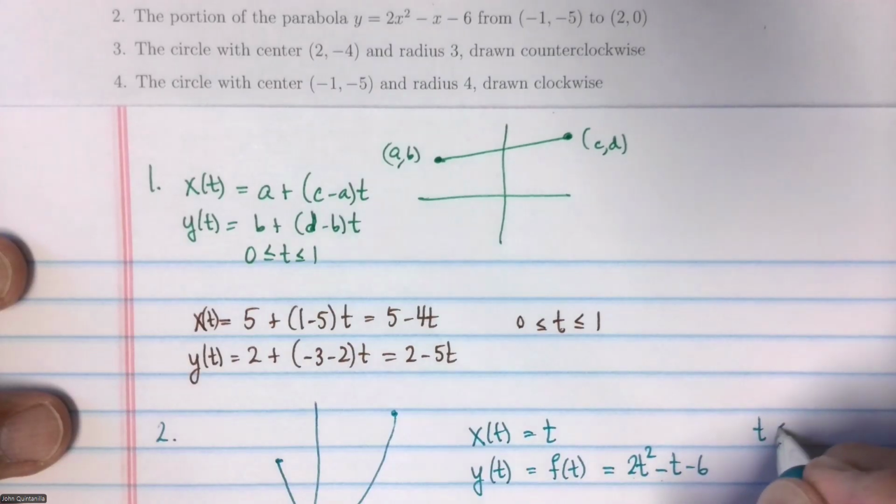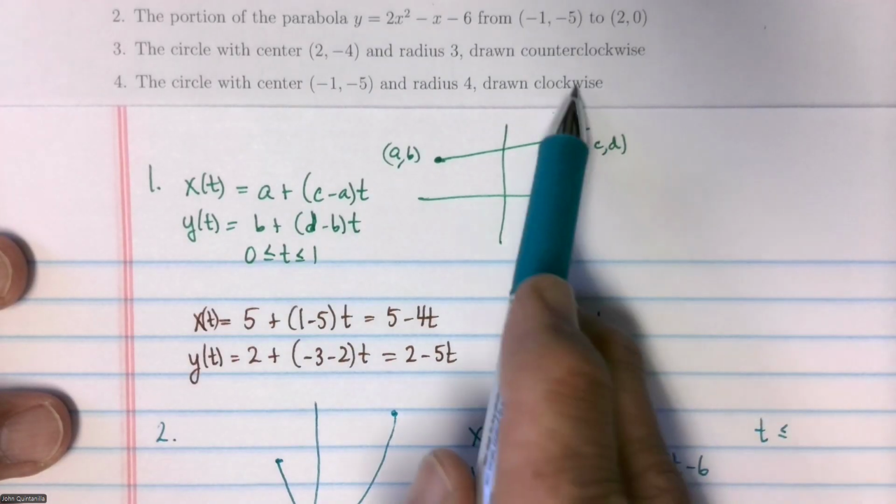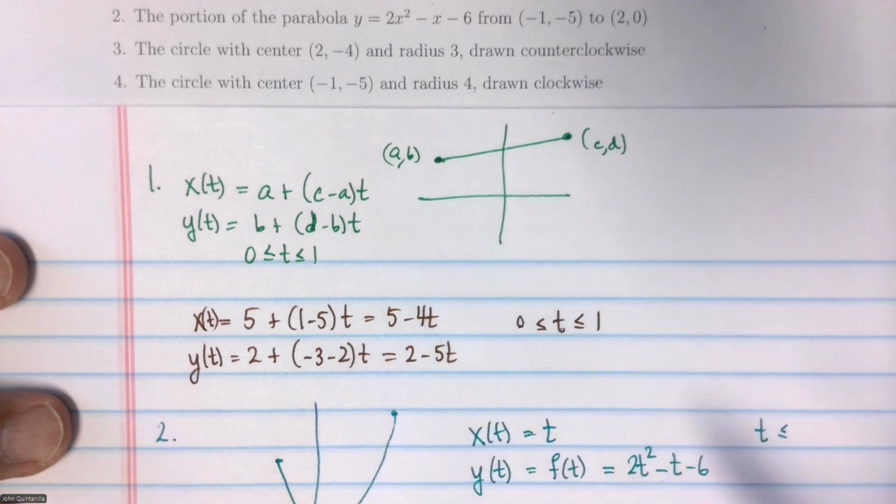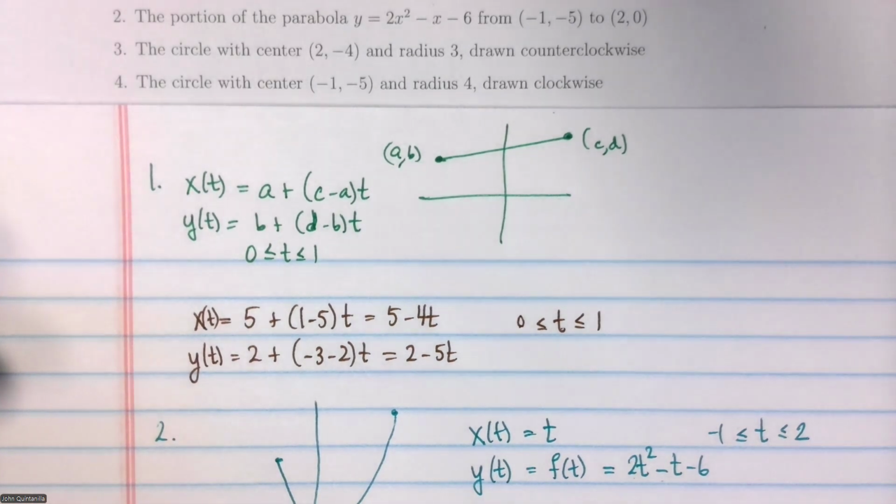And the values of t, well, the x-coordinates go from negative 1 to 2, and so that'll be the range for t. t will range between negative 1 and 2. And so that will be the graph of this one. Okay, next we have a couple of circle problems.